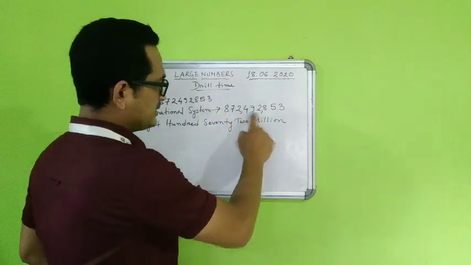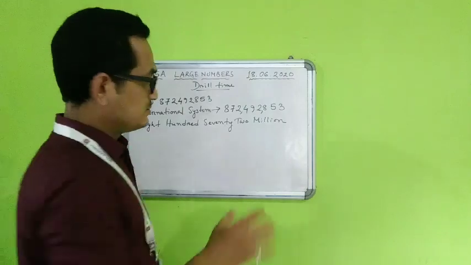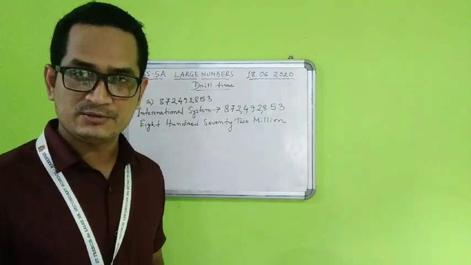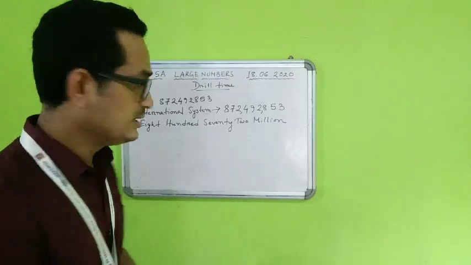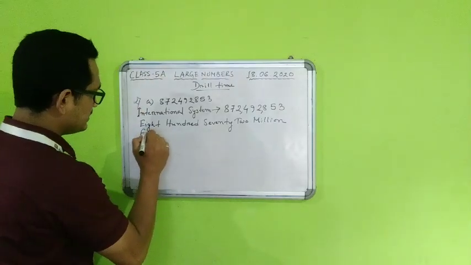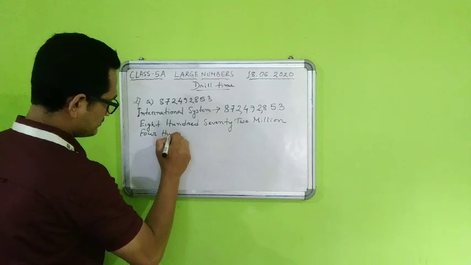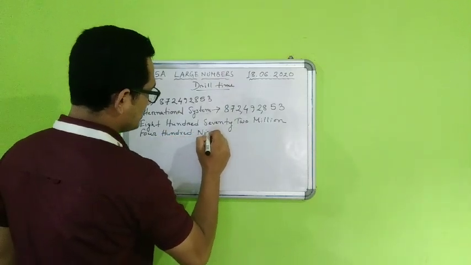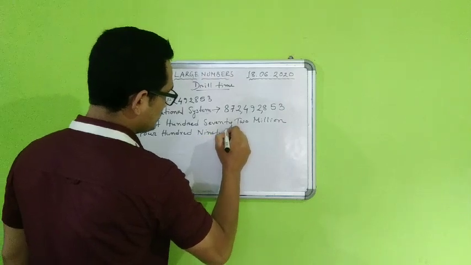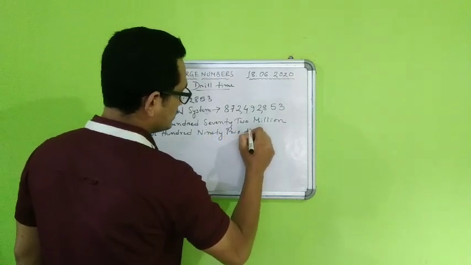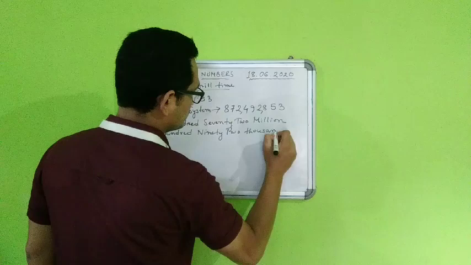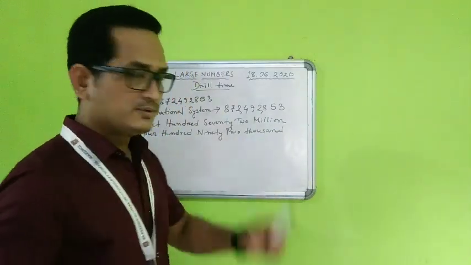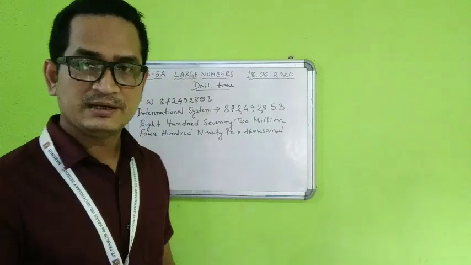Now come to the next part, that is the thousands place, that is 492. The 3-digit number will form 492, but they are sitting in the thousands period. So it will be 492,000. So you can say the thousands period is also over.